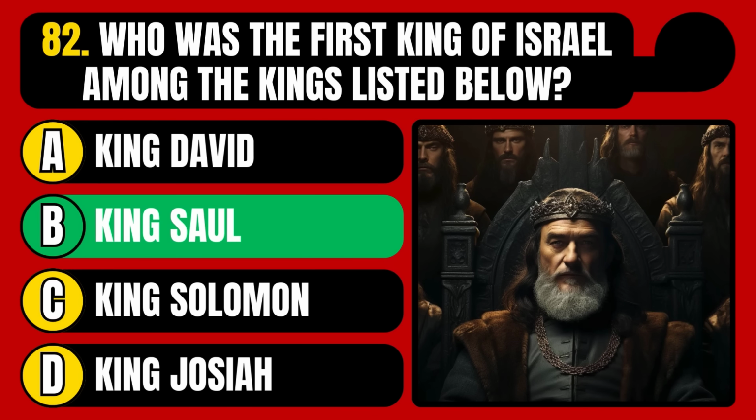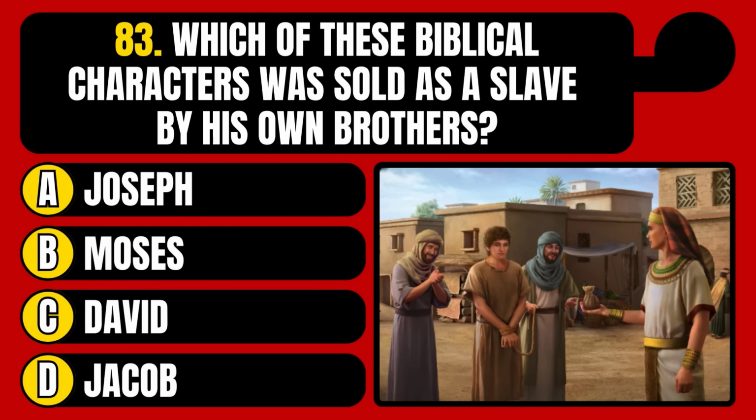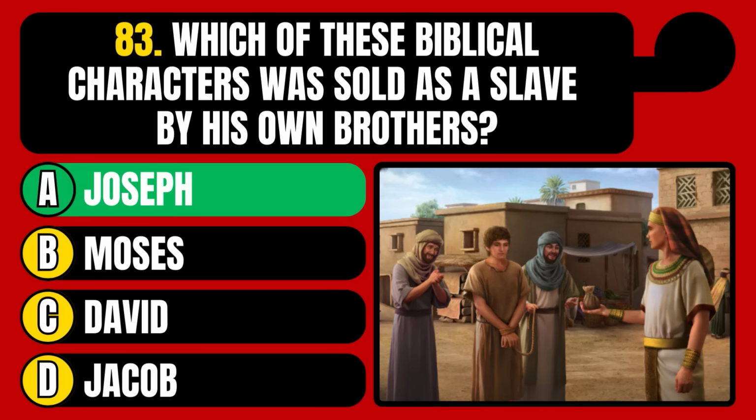The correct answer is option B, King Saul. Which of these biblical characters was sold as a slave by his own brothers? Joseph, Moses, David, or Jacob? The correct answer is option A, Joseph.